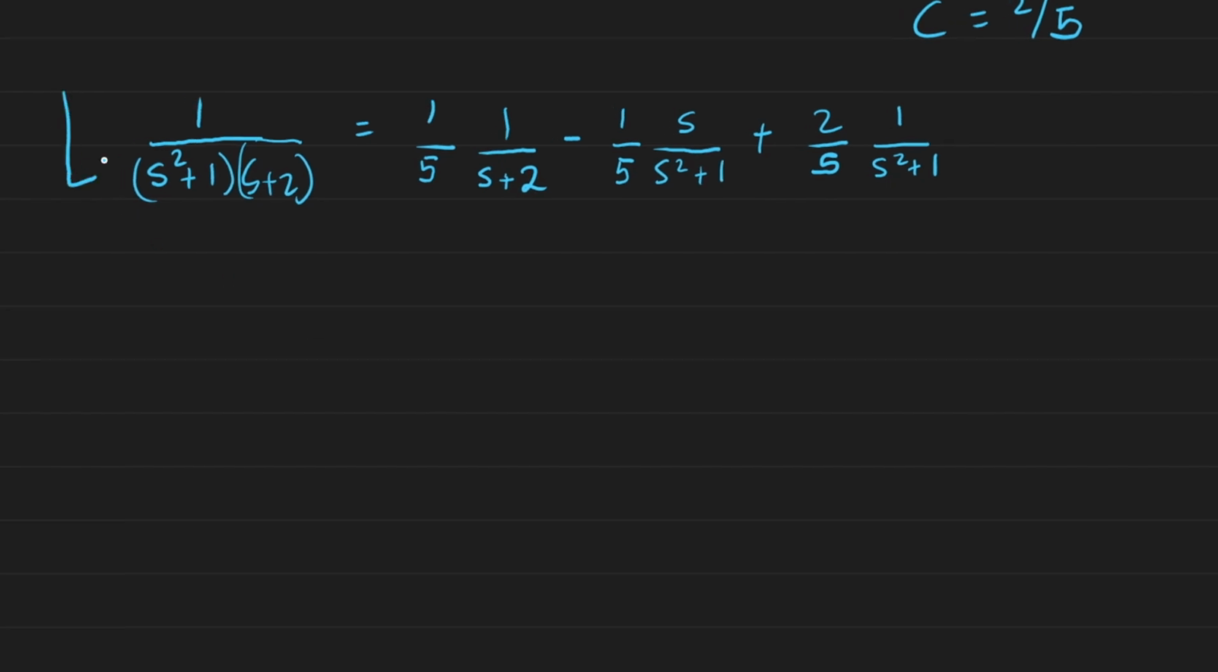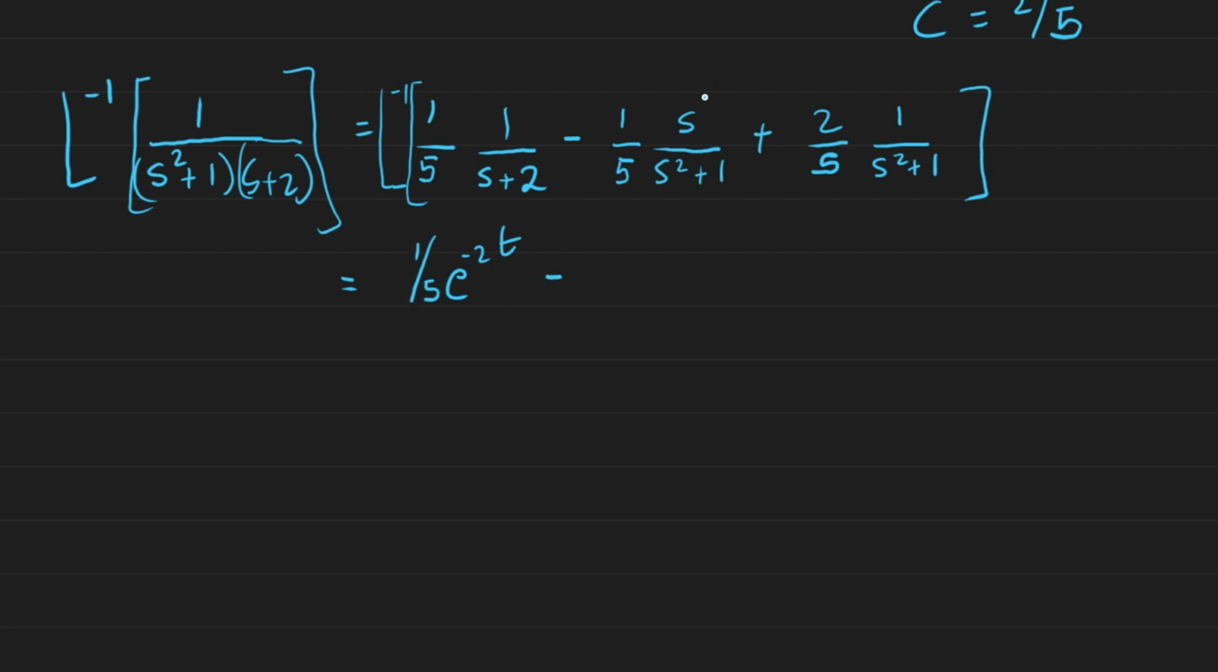If we take the inverse Laplace transform of this, we just do it of each term. We take the inverse transforms, which you can also refer to in the table. So for this first term, 1 over s plus 2, we know that the inverse transform of that is just e to the minus 2t. We have 1 over 5 in front. And s over s squared plus 1, that's just cos t. So we have minus 1 over 5 cos t.